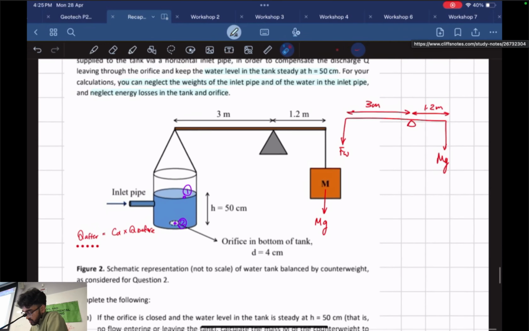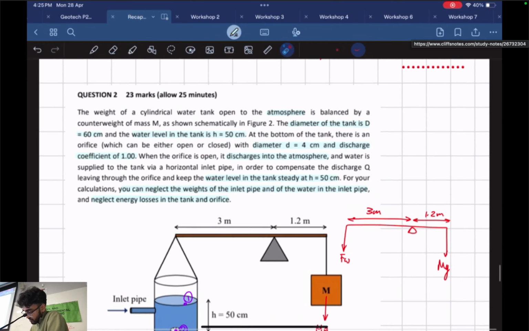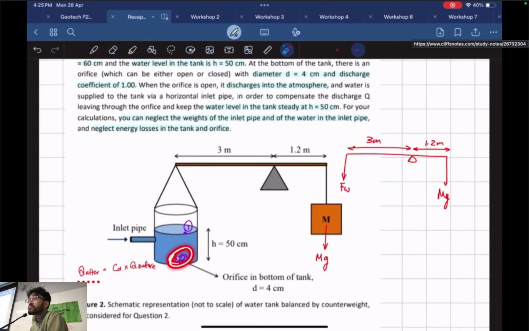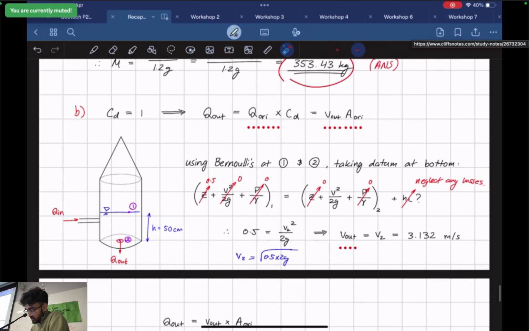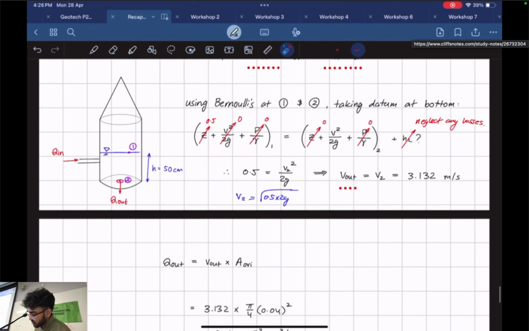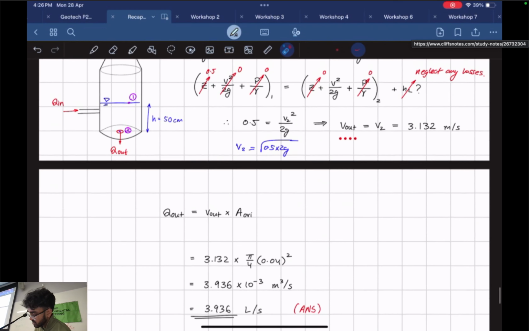They haven't really told us anything about this one at the bottom. Yeah, so that's exposed to the atmosphere. Make sense? So very similar reasons. Because the water is flowing outwards into the atmosphere, the pressure at point 2 is going to be 0. And then after you find your velocity, you can find your flow, which is our answer here.